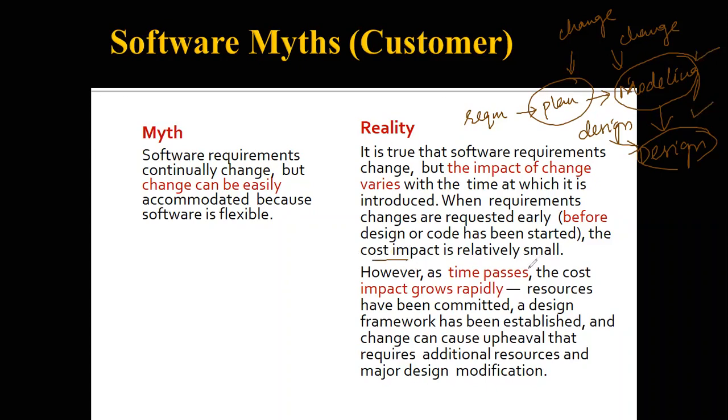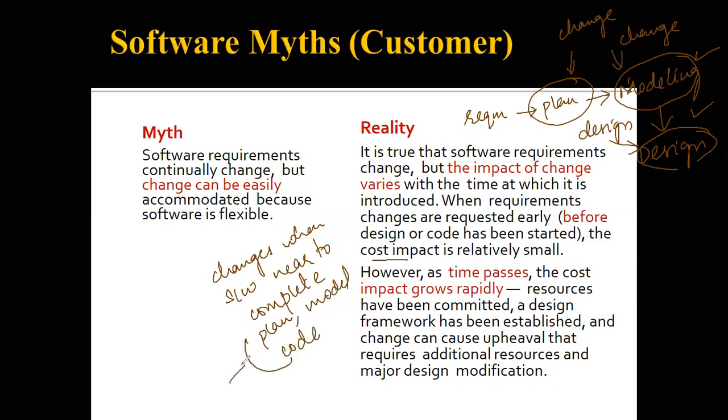If, as time passes, you want to make changes at the later stages of the project, that is, when the software is near to complete, it is going to cost you a lot, because all the models that you have made and the code that you have embedded, each of the things will have to be changed. It is going to cost you time, it is going to cost you money. That is why changes in the software cannot be made at any instance of time.